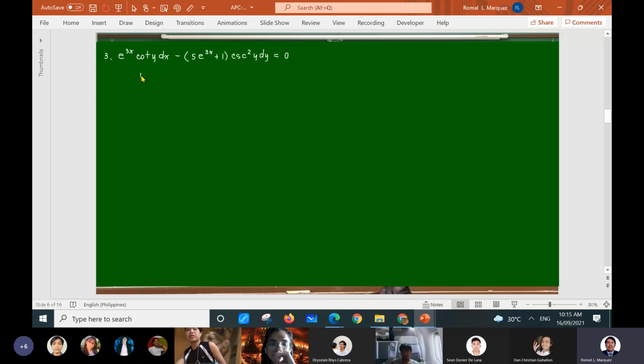So divide by cotangent y. This is what we do not want in the first term, no? What about in the second term? What we do not want is this function of x. So that is 5 e to the 3x plus 1. Okay, guys? So, we are now going to get what?